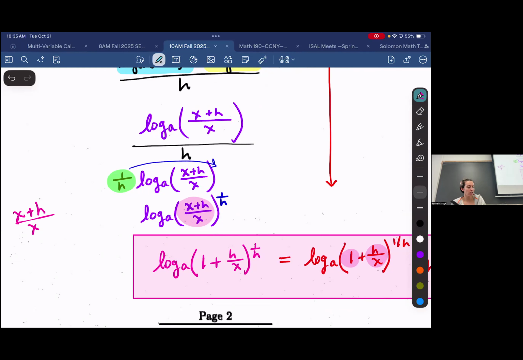You can separate this into two separate fractions. Think about it as 5 plus 1 over 3. Isn't this the same as 5/3 plus 1/3, which is just 6/3, which is just 2? Yeah, so this is the same as x over x plus h over x, and x over x is 1 plus h over x.